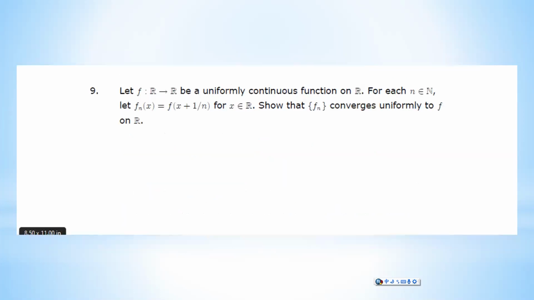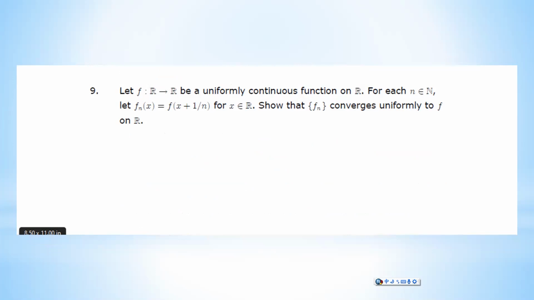Now number 9 is interesting. If you look at the problem, you can see that there are two places involved that mention the word uniform. First you have a function f, which is a uniformly continuous function on the entire line. This is the one assumption.